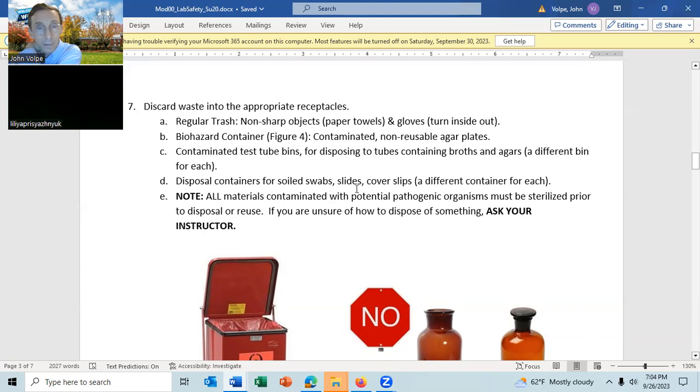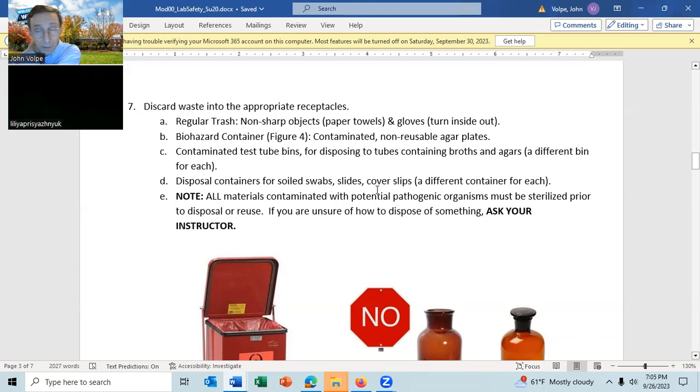For slides, put it in the appropriate container. There will be a container labeled slides and has bleach in it. Put the slide in there. The swab, the cotton swab, put that in the cotton swab container. Once again, it has bleach in it. The cover slips, we have a container for cover slips.